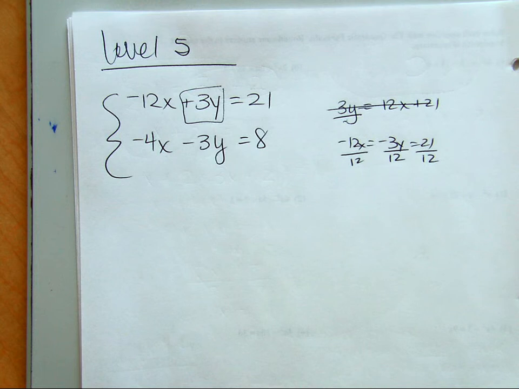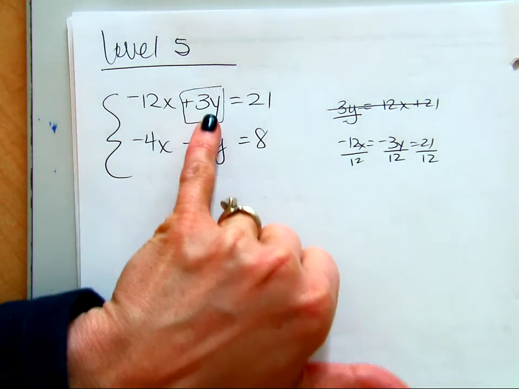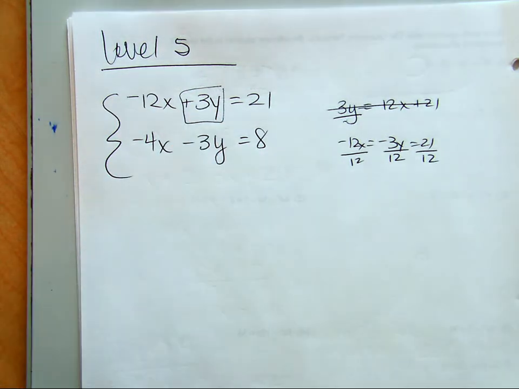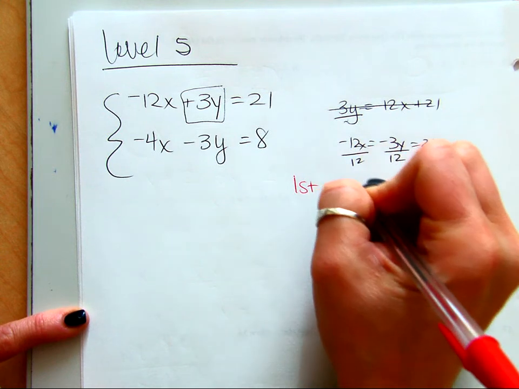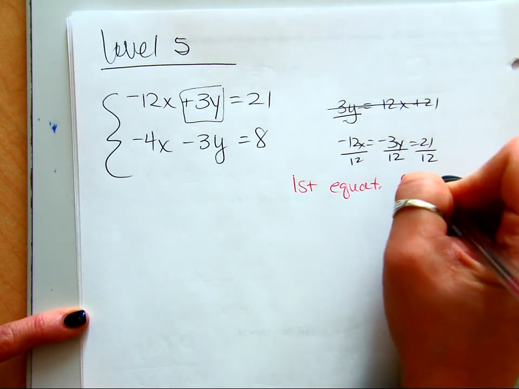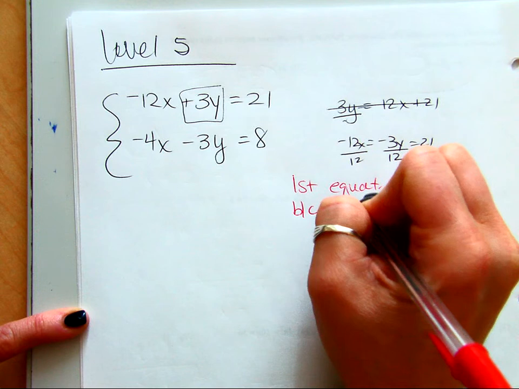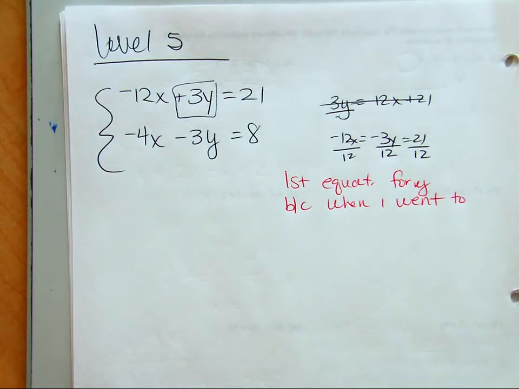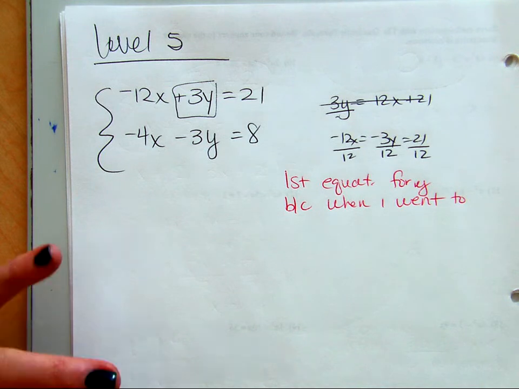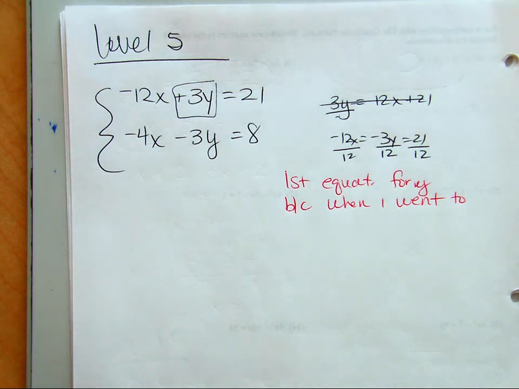Okay, the word-for-word answer was, I would choose to solve the first equation for y because, fill it in, when I went to divide, I would get whole numbers. Right? Does that make sense? I would choose the first equation for y because when I went to divide, or when I go to divide the other two, I wouldn't get a fraction, or I would get a whole number, or they would go evenly, whatever you want, okay?